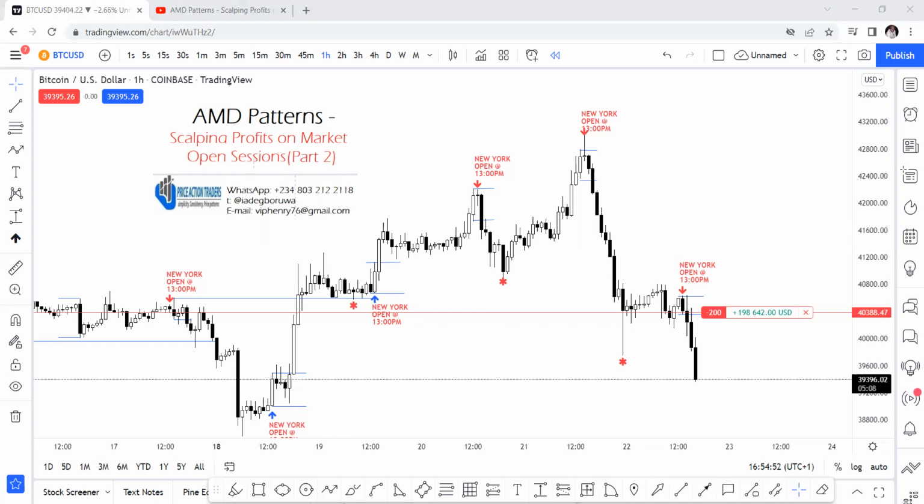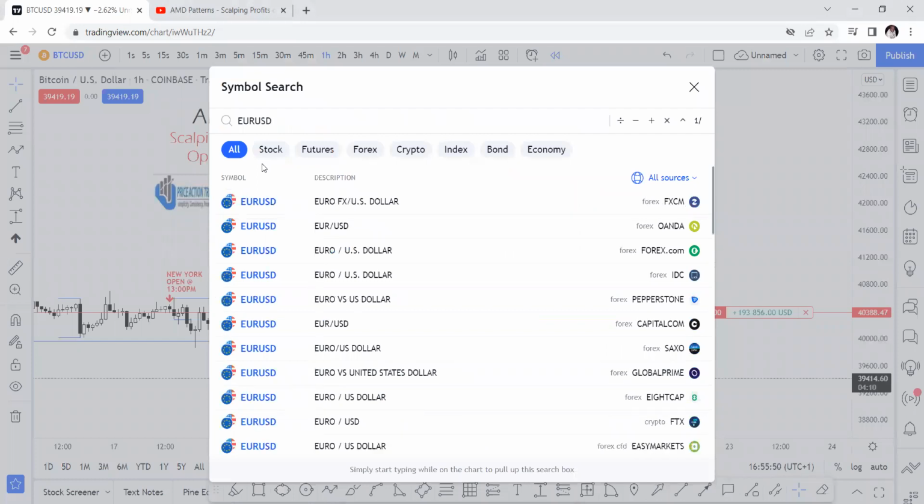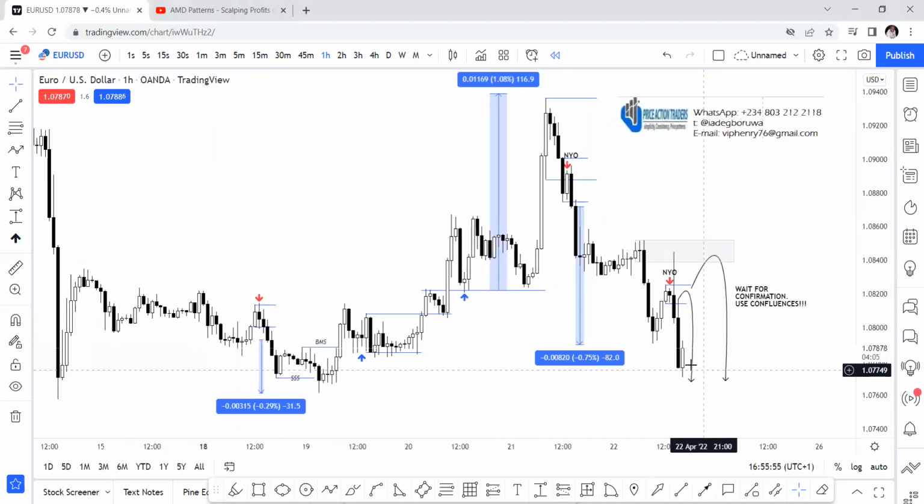So you're going to see I'm going to open this. Sorry for that distraction there. I just want to take a record of it. So let me switch over to Euro USD. This is Euro USD, from New York open here.